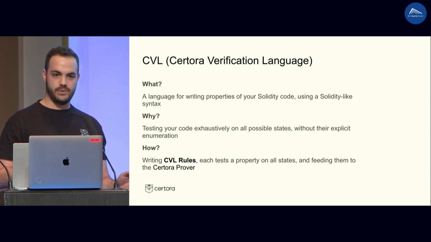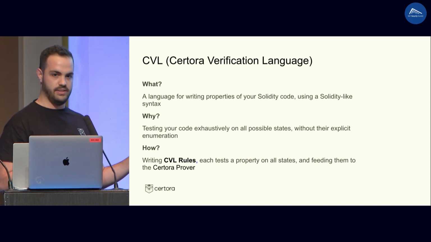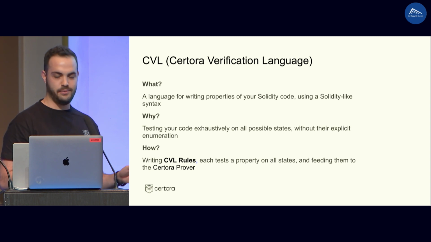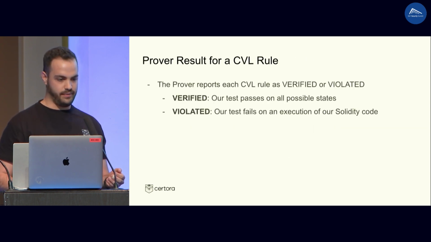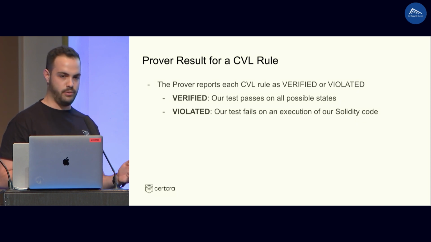How do you do it? We formalize the property in CVL. We write it in a CVL rule, as we will see right now. And we run the Solidity code through our prover, and then we get a result from the prover.